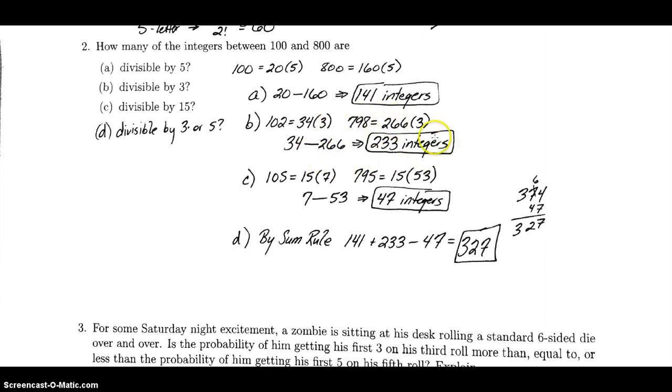Subtract them, add 1, you get your 233. Same thing for C. And then we know the sum rule: if we want A or B, so we want a situation where either this happens or this happens, we take this situation plus this situation, or the number of these events plus the number of these events, and then subtract out the intersection. In other words, integers that are divisible by both of them is why I'm subtracting that answer from part C to get my total answer.